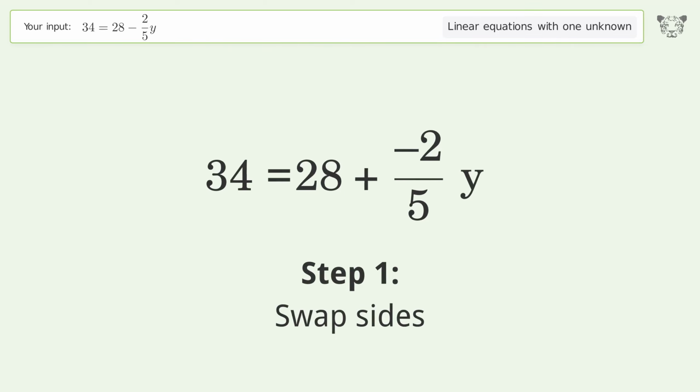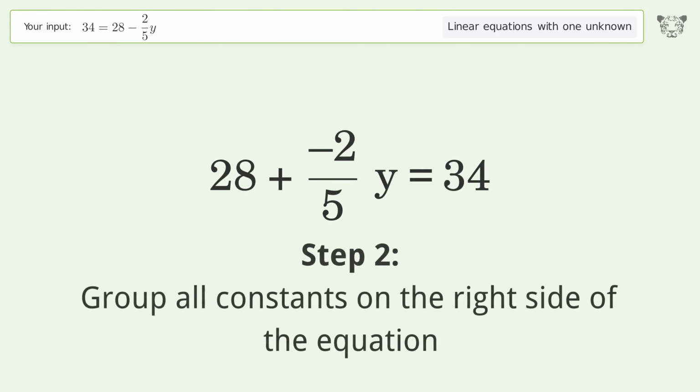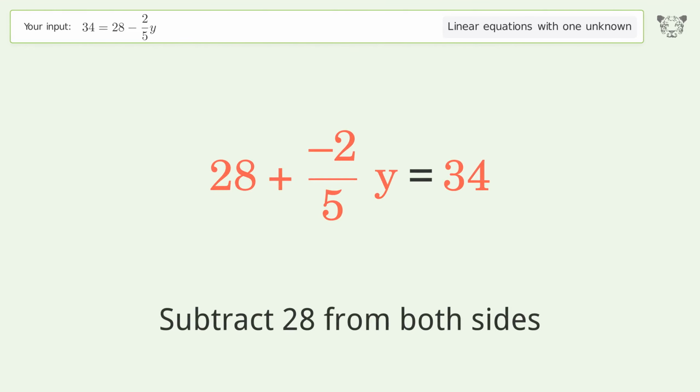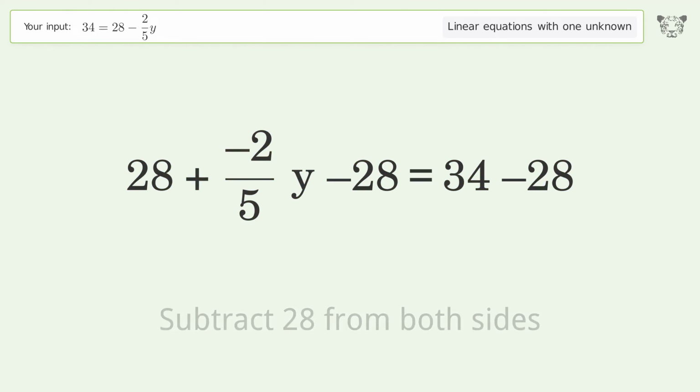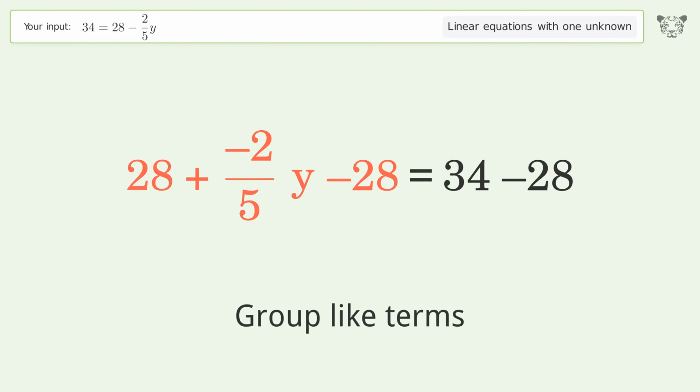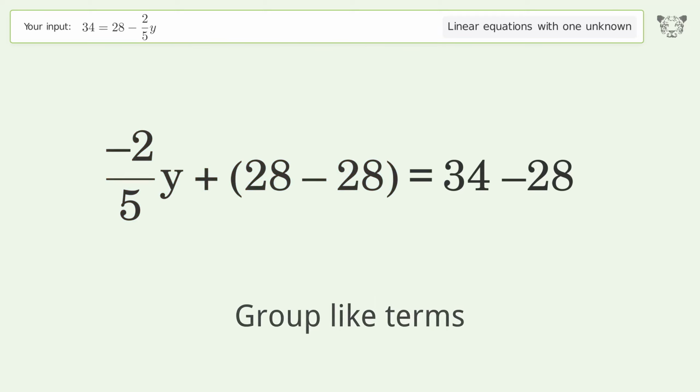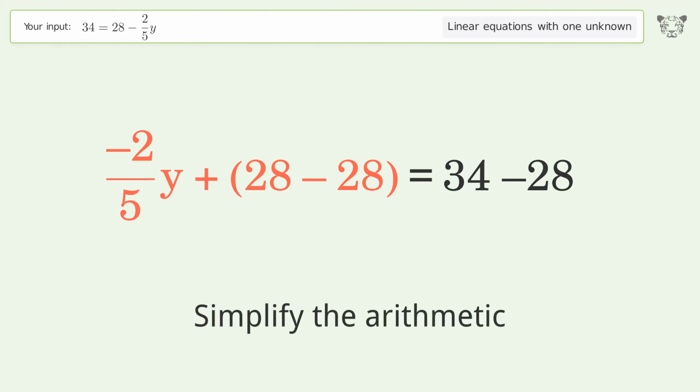Swap sides. Group all constants on the right side of the equation. Subtract 28 from both sides. Group like terms. Simplify the arithmetic.